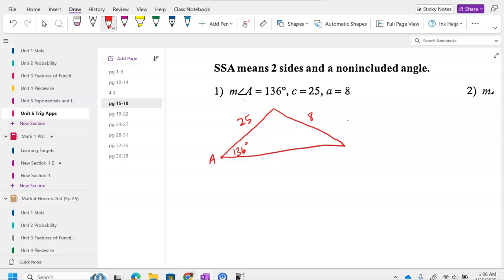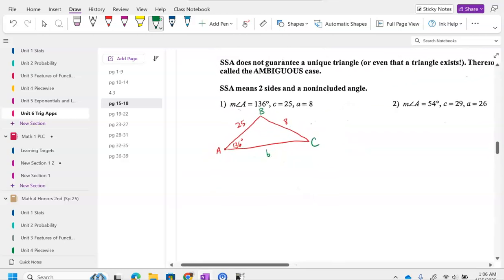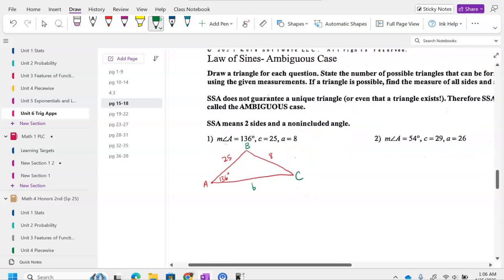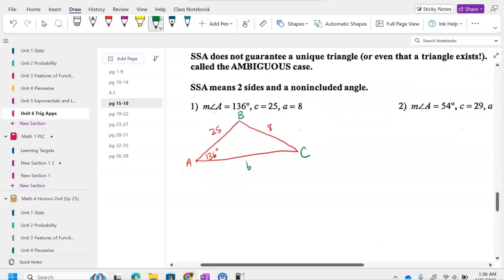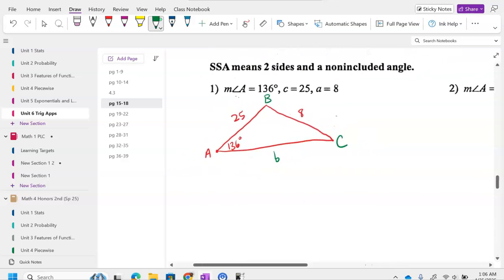Okay. So this is C, which means this is B. And so we are stating the number of possible triangles that can be formed. If a triangle is possible, find the measures for all the sides and all the angles. All right, so we have this, and so we're gonna just start solving.